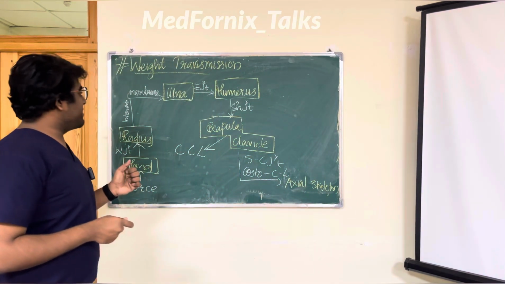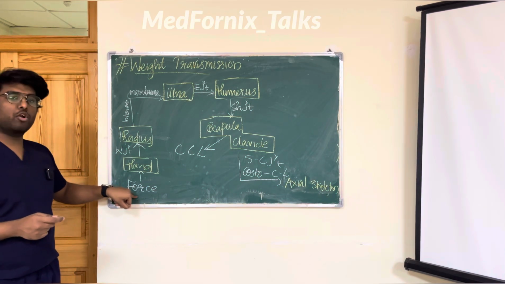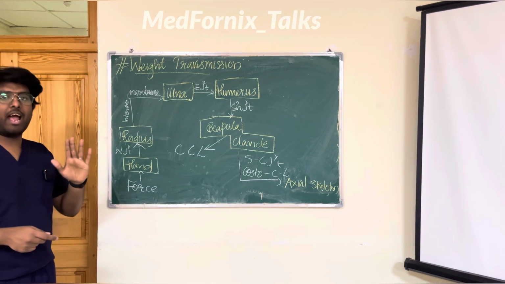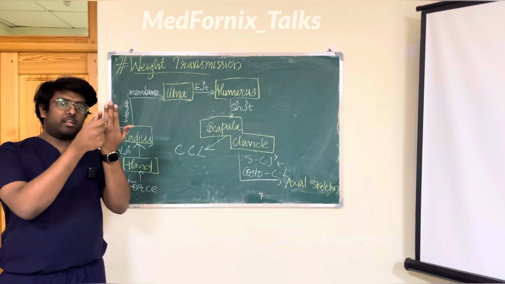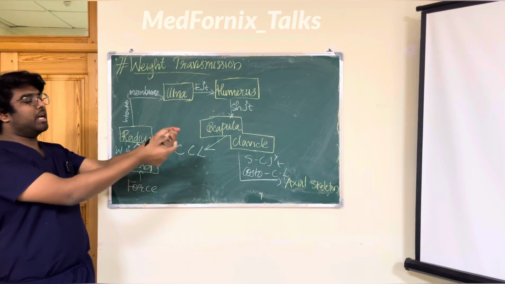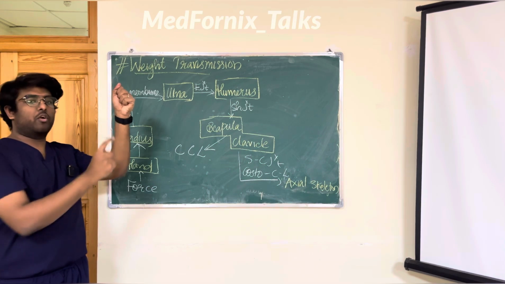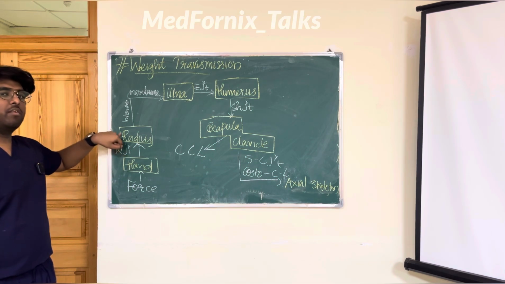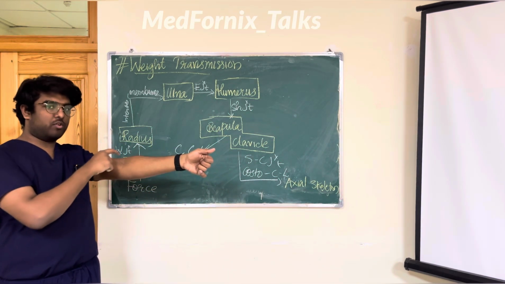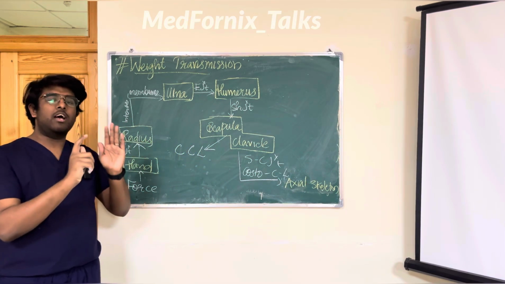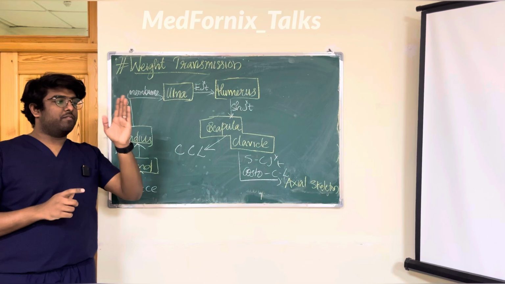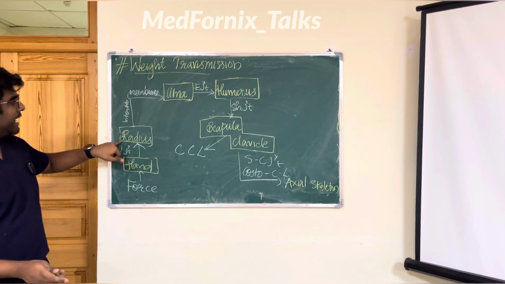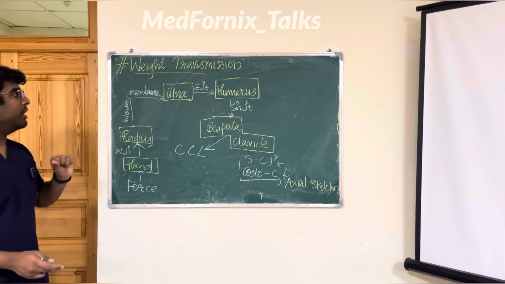Here you can see I have drawn something on the board. If I take some force from the ground, this force will first transmit to the hand, which has the metacarpals and the phalanges. Then from here it goes to the wrist joint, which is comprised of the carpal bones. Then it will transmit to the radius, and you know that between the radius and ulna there is an interosseous membrane. With the help of the interosseous membrane, this weight is transmitted from the radius to the ulna.